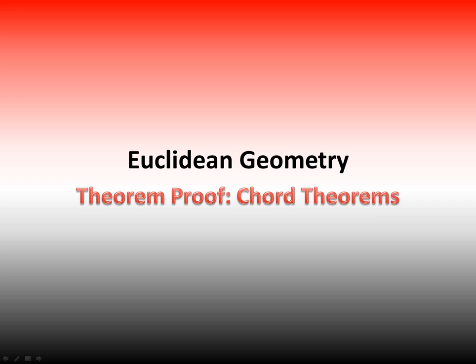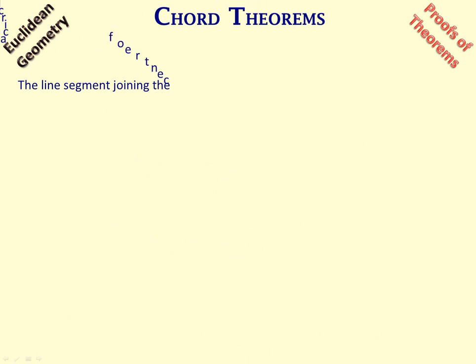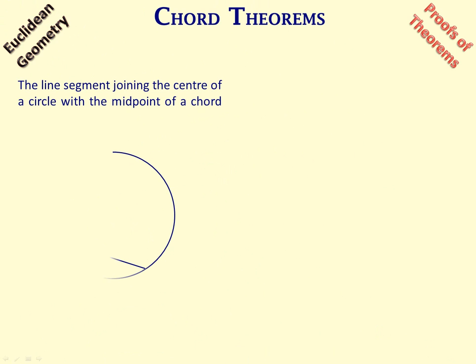Euclidean geometry, the chord theorem proofs. These are the first real theorems of circle geometry, so all we know at this stage is the radii are equal. But the first one: the line segment joining the center of a circle with the midpoint of a chord is perpendicular to the chord.